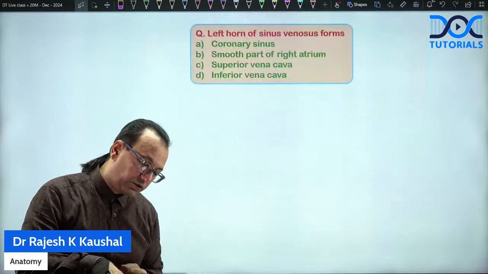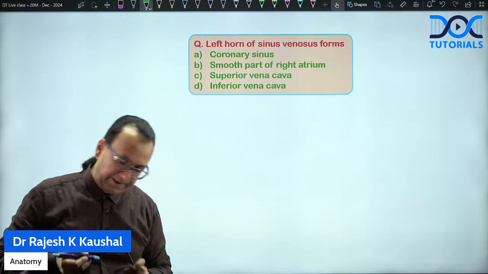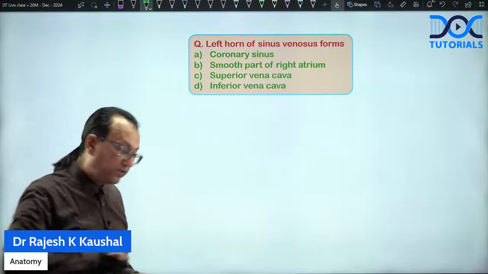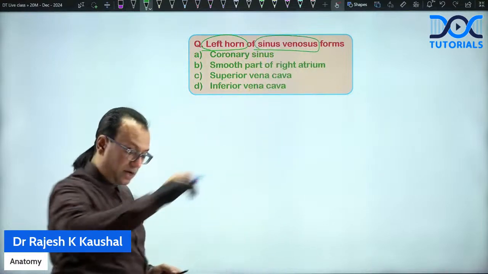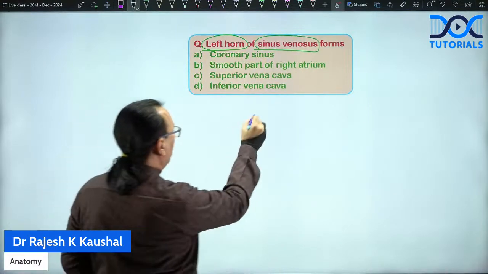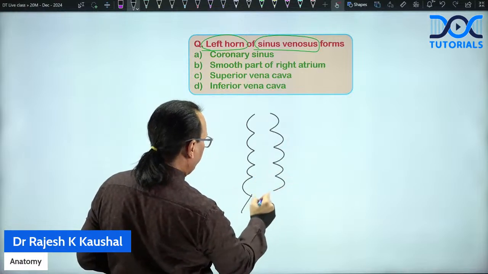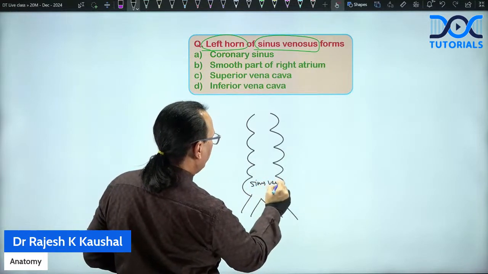Now, this is one question, the left horn of sinus venosus. So this is about the development of the heart, and they are asking about the left horn of sinus venosus. You know, when the heart is developing, it is a tube. 1, 2, 3, 4, 5. And there are some horns. This is the sinus venosus, where the blood will enter.